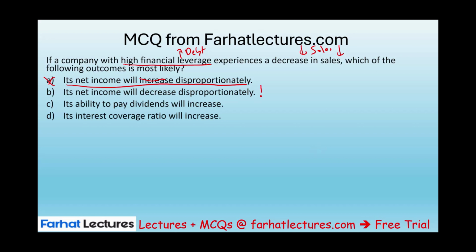So it looks like B is the correct answer, but you want to confirm C and D. Now, why would that happen? Well, if sales go down, it's going to reduce your net income. And if you have a lot of debt, your net income will decrease disproportionately. So if your sales went down 10%, your net income could go down by 15% or 20%. Proportionally means the same amount. Why would that happen? Because of high leverage. When we talked about high leverage, we said the risk of high leverage is that it's very sensitive to a reduction in sales. So if your sales go down, your earnings before interest and taxes get eaten up with interest, a large proportion of it. That's why your net income will decrease disproportionately.